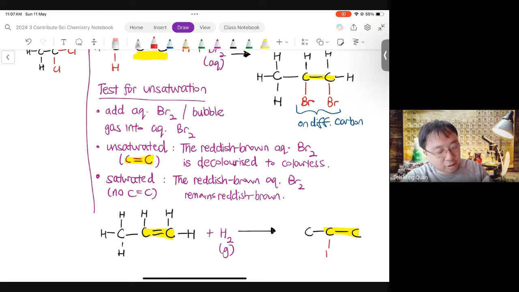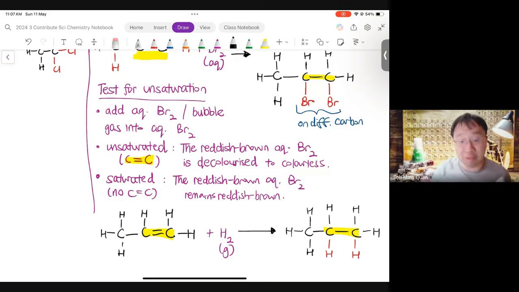It now adds 2 more atoms on separate carbon atoms. So just now was Br and Br. So now it's H and H. The rest of the molecule remains unchanged, meaning nothing happened to the existing hydrogen atoms.